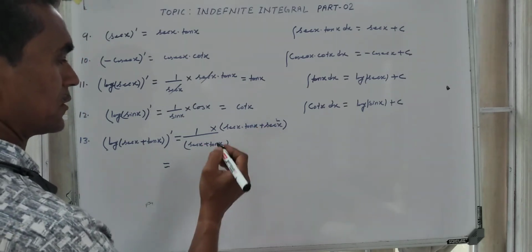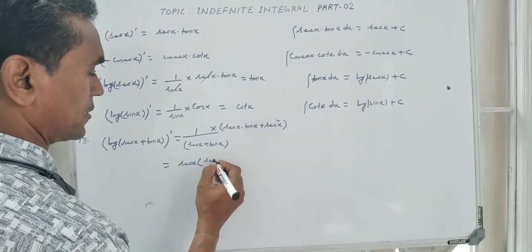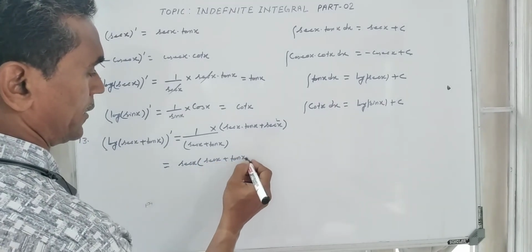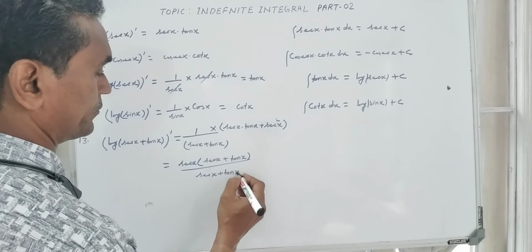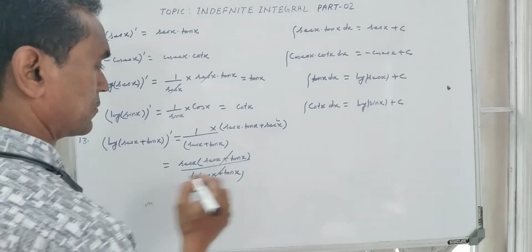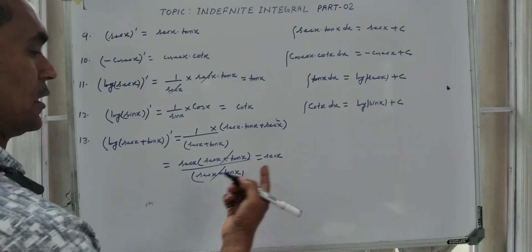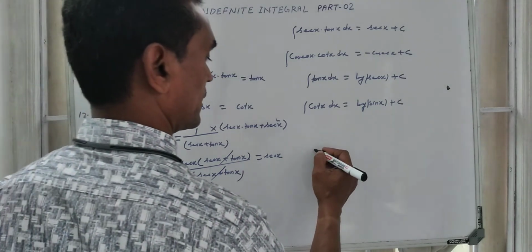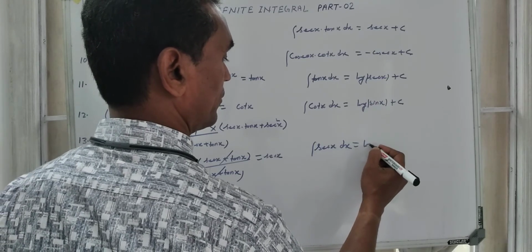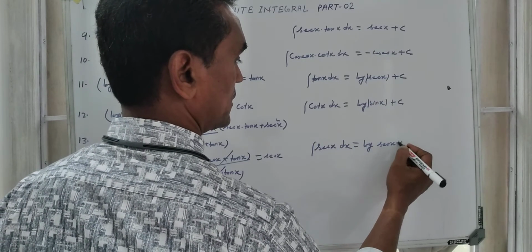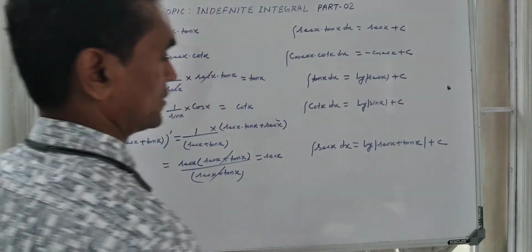Here we can take sec x common. So sec x common, then sec x plus tan x divided by sec x plus tan x. So this factor will cancel. Ultimately we get sec x. So we can say integral of sec x with respect to x is log of sec x plus tan x plus c.